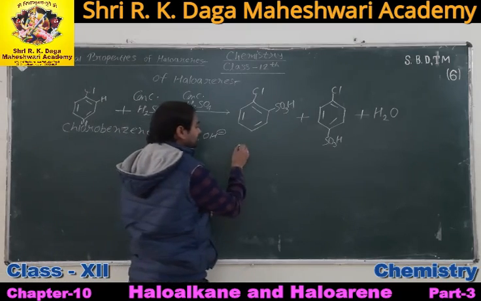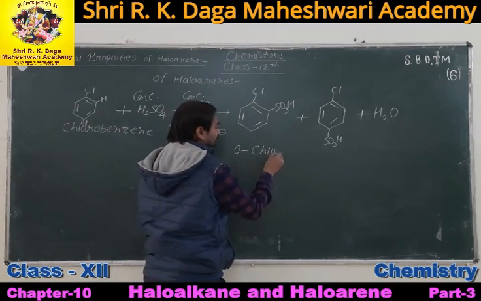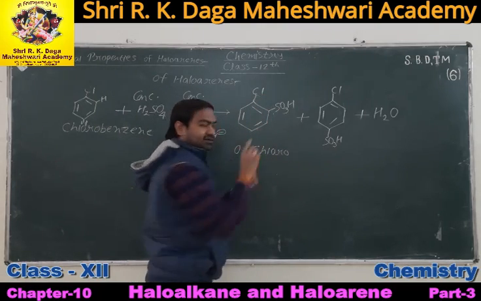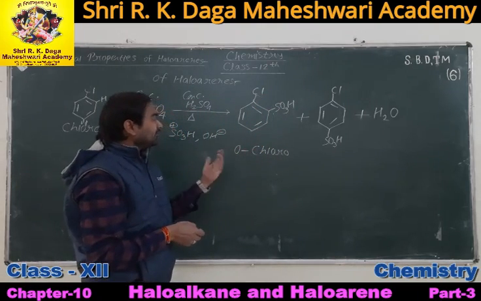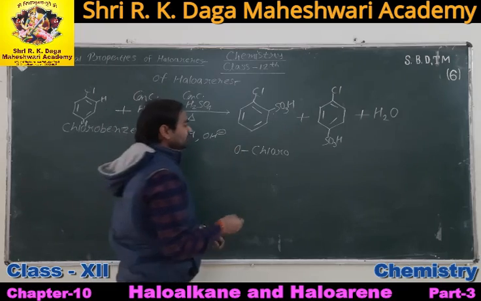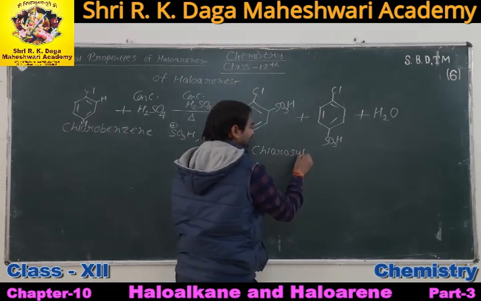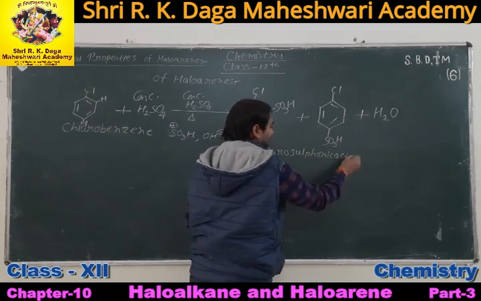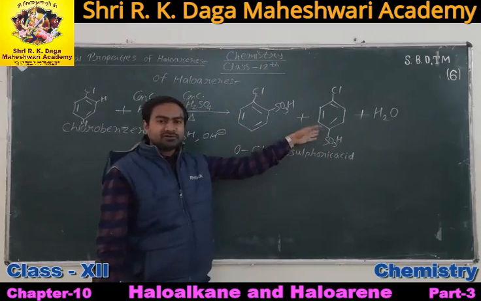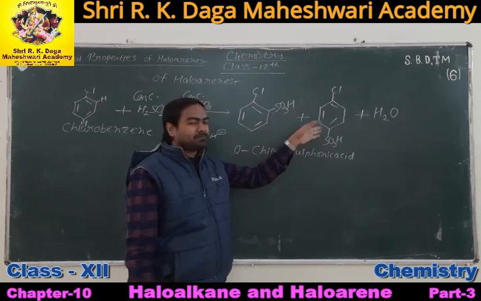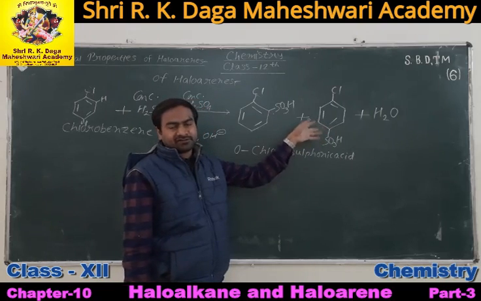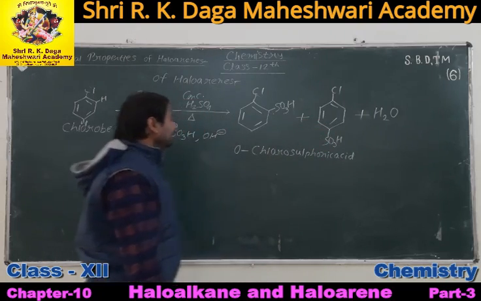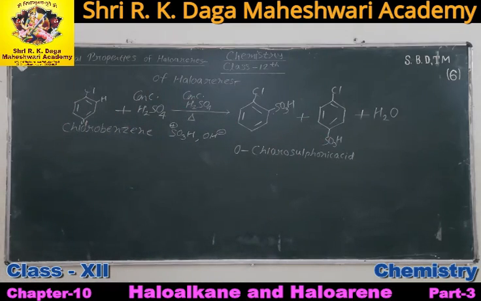It is orthochloro, because they are nearby each other. That's why orthochloro sulfonic acid. So what will be the name of this compound? The name of this compound will be para-chlorosulfonic acid. That's it. Okay? It is again quite easy.